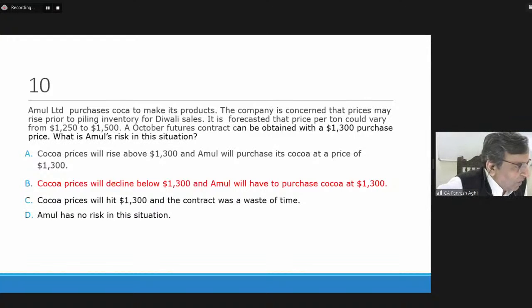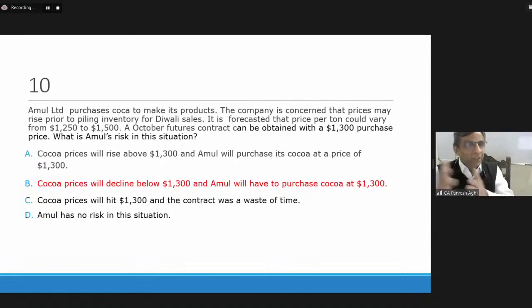So Preeti has answered correctly. Chavi has also answered correctly. Sumit, kindly just relook. So this is a normal thing which happens. People make mistakes, so don't worry. So cocoa price will rise above 1,300, will purchase cocoa at the price of 1,300. So it looks to be right, but actually it is not the risk. It is a profit basically.